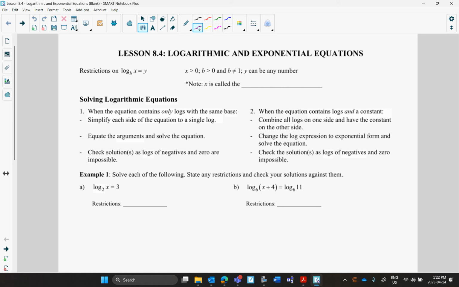So remember just what I talked about, the restrictions, okay? When you solve these log equations, you do have to state the restrictions. And remember, if we're taking log base b of x, I already used this word before, we call x the argument. And I said x has to be greater than 0. Can't be 0, can't be negative. The base, b, also has to be positive. Okay? And b can't equal 1 because that just doesn't make any sense.